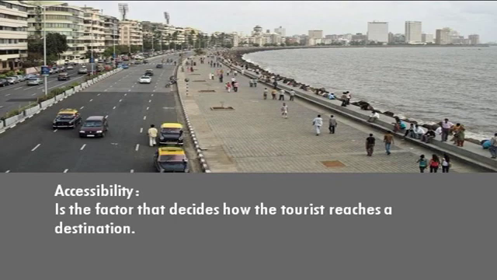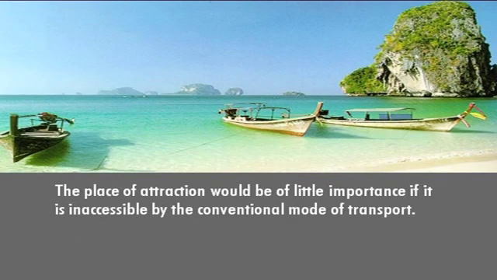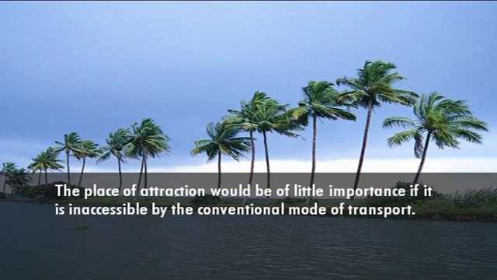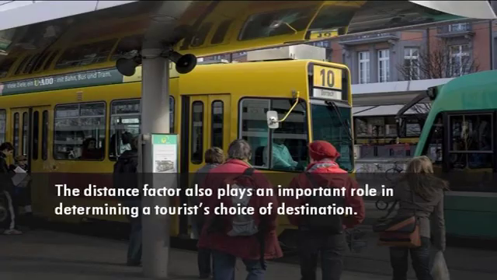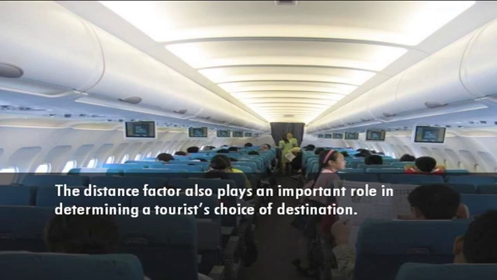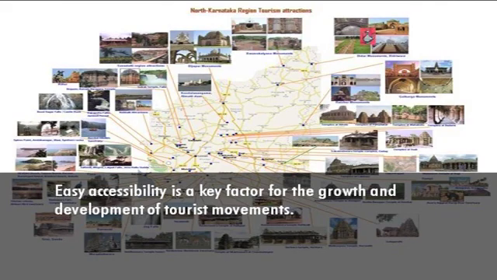Accessibility. It is the factor that decides how the tourist reaches the place of attraction or destination. The place of attraction would be of little importance if it is inaccessible by the conventional mode of transport. The distance factor also plays an important role in determining a tourist's choice of destination. Easy accessibility is a key factor for the growth and development of tourist movements.